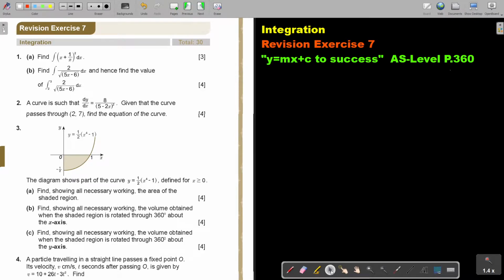In this video, we will continue with revision exercise 7 of integration. You will find this on page 360 in the Namibian AS-Level Mathematics textbook, y equals mx plus c to success. In the previous video, we were looking at 1 and 2. So in this video, we are going to focus on number 3 as well as number 4.